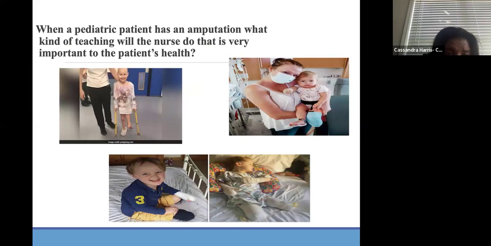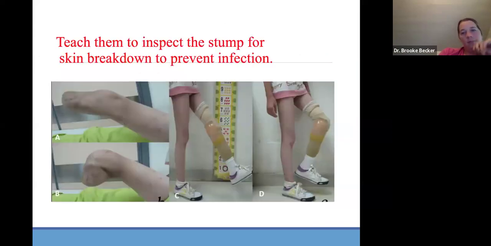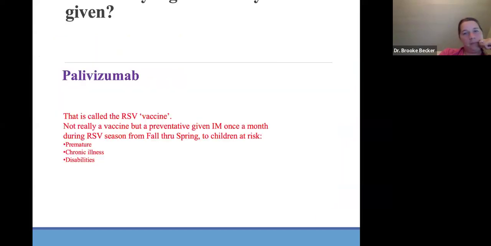Monitor for signs of infection. What else? Skin integrity. Yes, watching for skin breakdown as well. Yep, good.